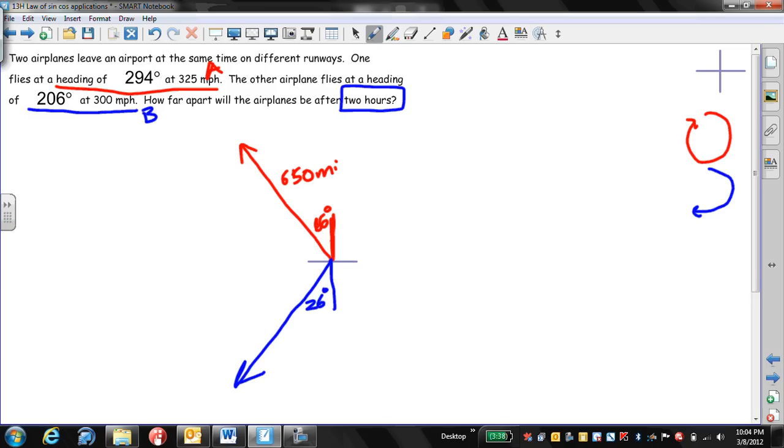All right, the nice thing about this is now, how can I use this to help figure out the information? Let's go ahead and put this in. 300 miles per hour, so this is going to be 600 miles after 2 hours. So let's go ahead and put that information on there. I always like to put as much information on the drawing as possible.